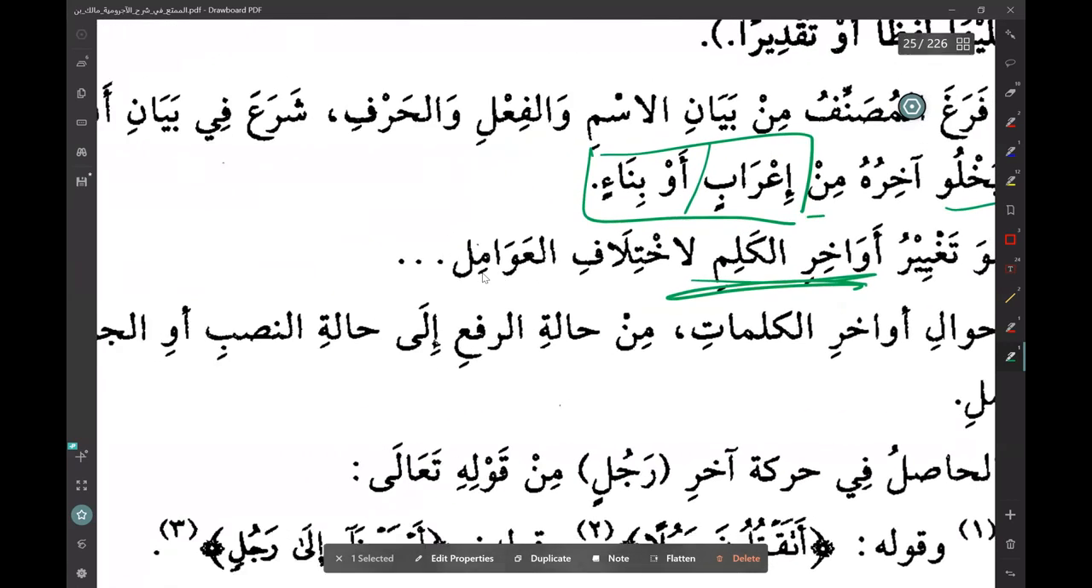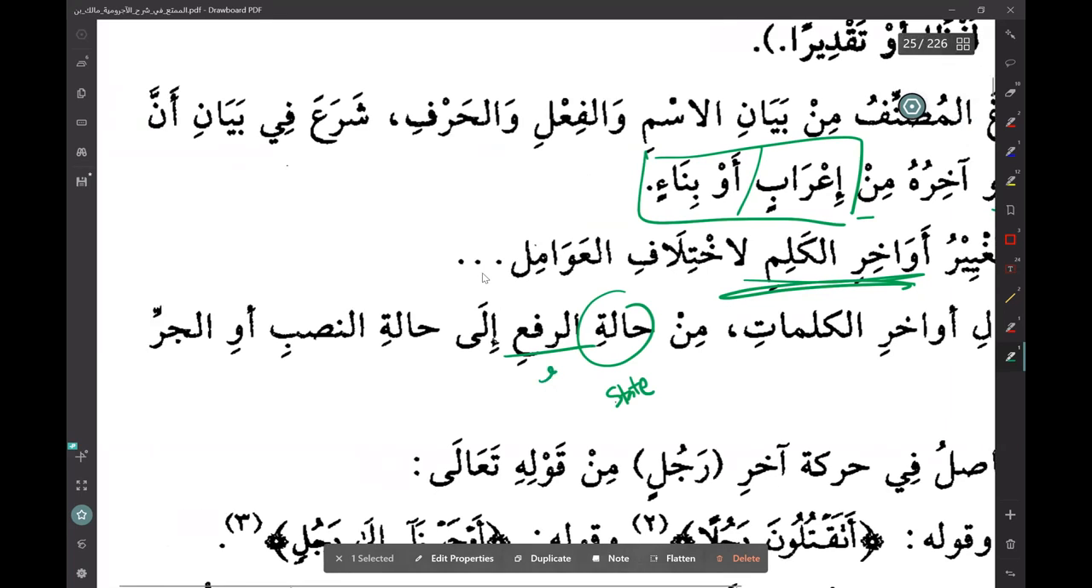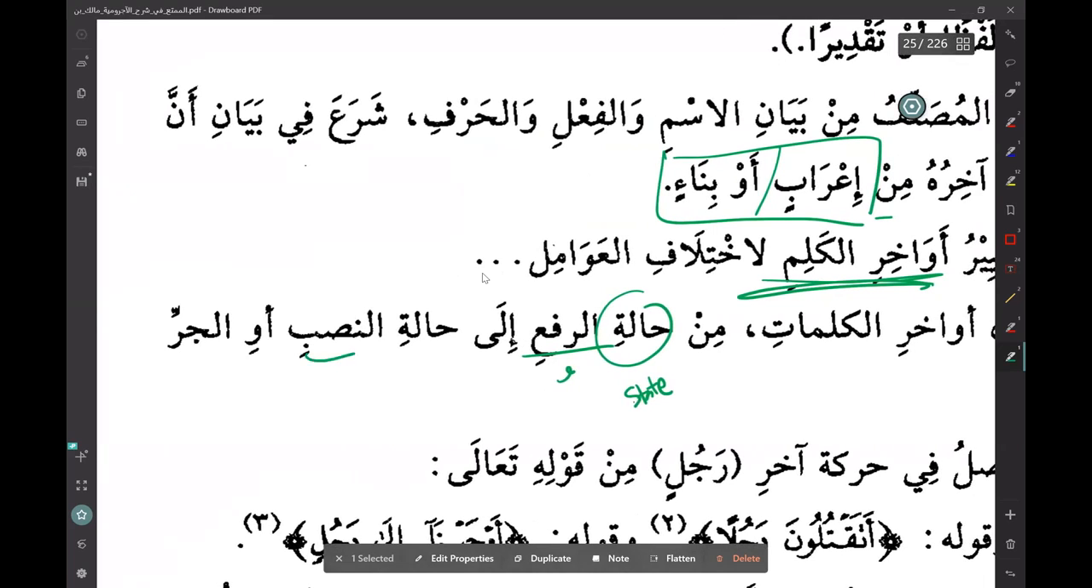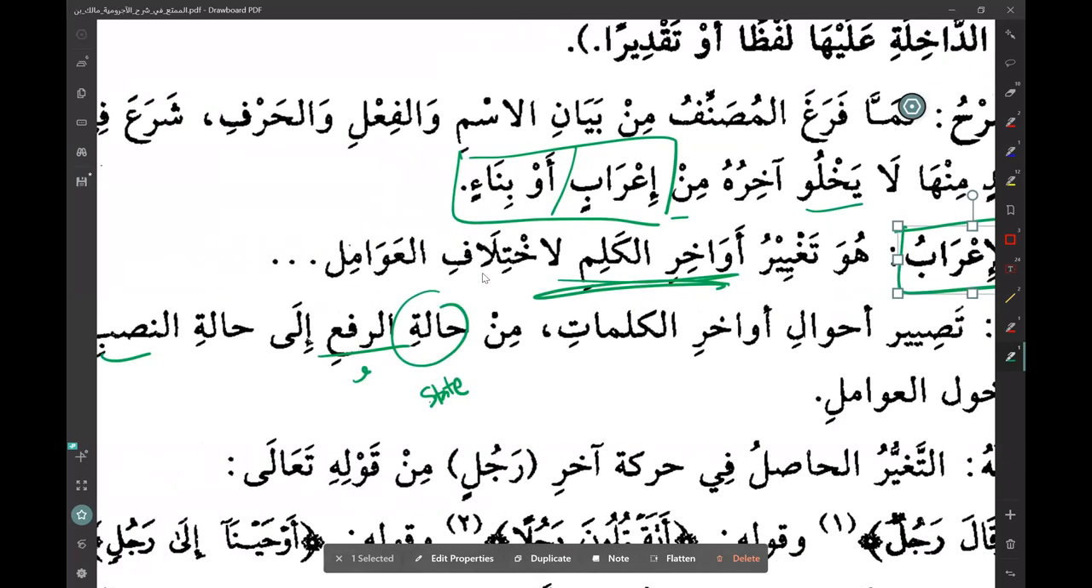So he's not clear, so he's clarifying here from min hal. Hal is the state. This word you have to know. The hala or hal, both of them are fine. Is the state. So the state of raf, which is the dhamma, ila state of nasb or state of the jar. So basically, what he's saying is that this change that the author is mentioning is not just arbitrary change. We're specifically talking about the state change, the case ending. You understand? So we're talking about the case ending.